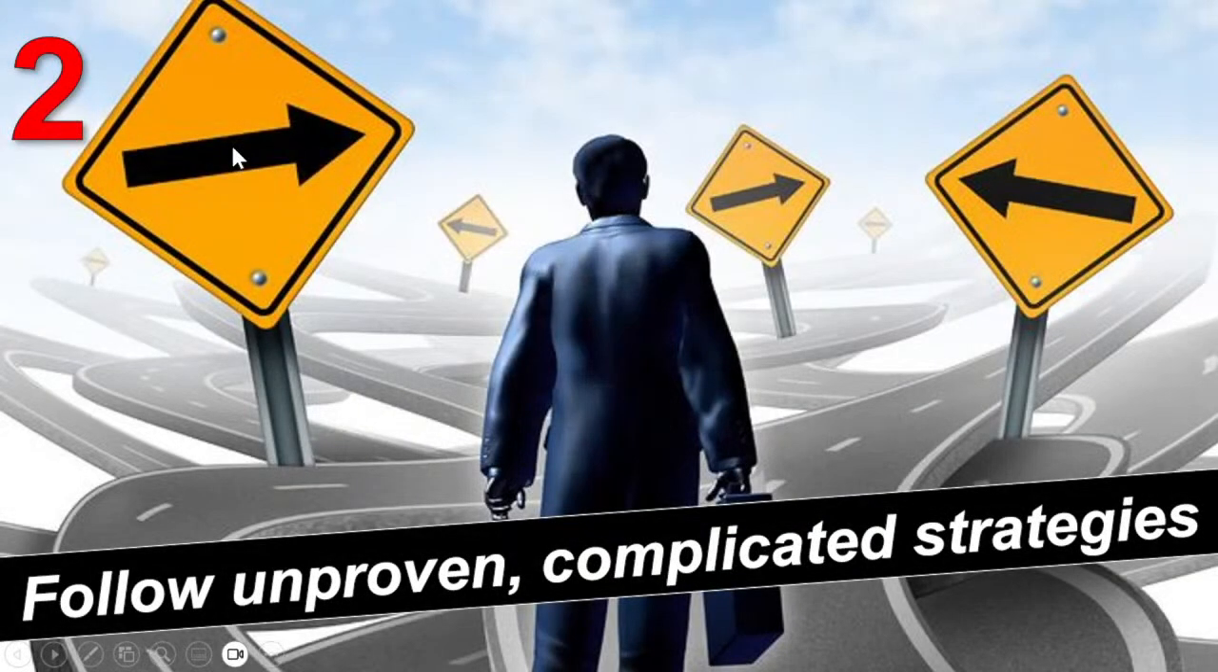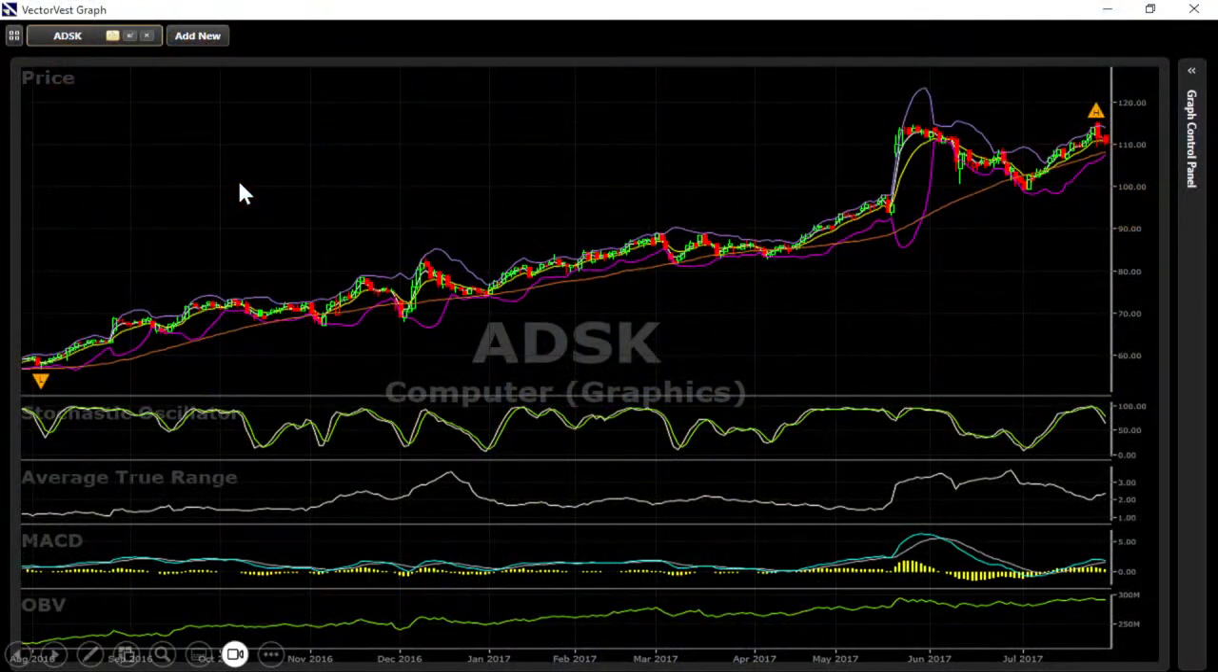There is a big mistake, though, that traders make when first starting to implement short-term trading systems. They follow unproven, complicated strategies. They feel like they need to use 5 or 6 different technical analysis indicators and 5 different types of moving averages to help identify entries and exits.